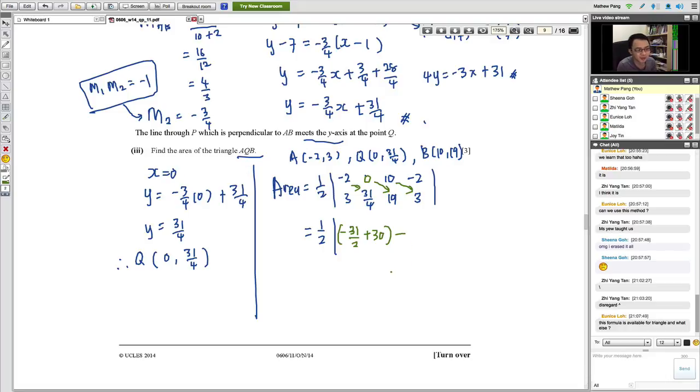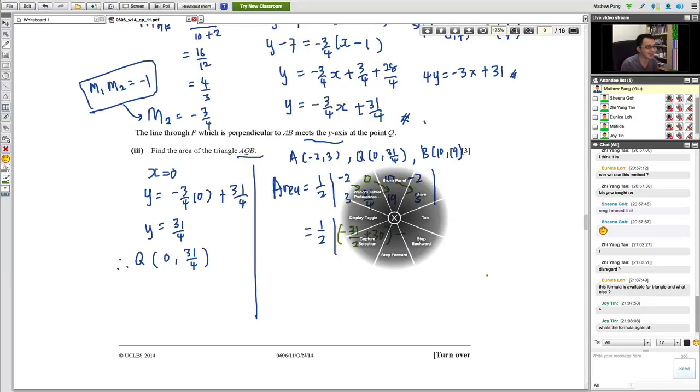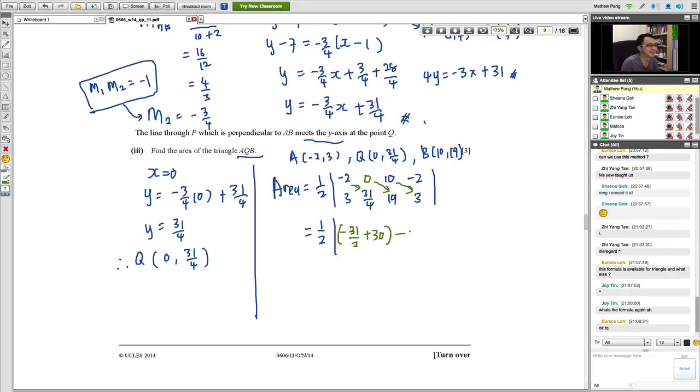Is this formula available only for triangles, or what else? This formula you can use no matter how many coordinates you have: triangle, rectangle, pentagon, hexagon, octagon. Whatever the number of coordinates, you just repeat the first one. That's all. This formula isn't fixed for any specific shape. But in IGCSE you can only see quadrilaterals, formed by 4 points, and triangles formed by 3 points. What is this formula again? Okay, let me finish first, then I'll reply to your question, Joyce.